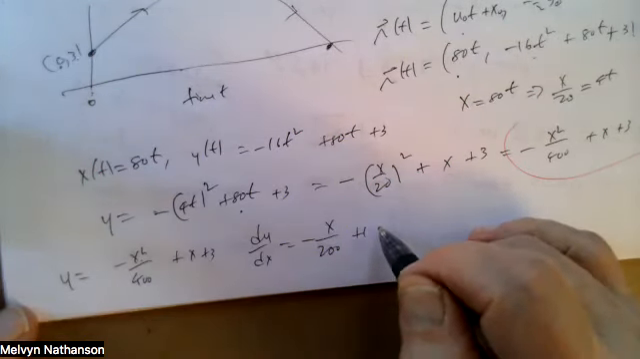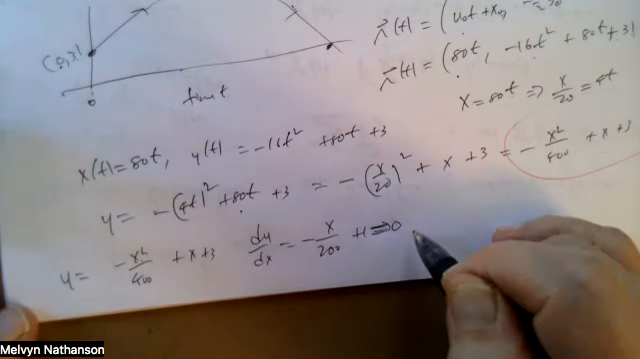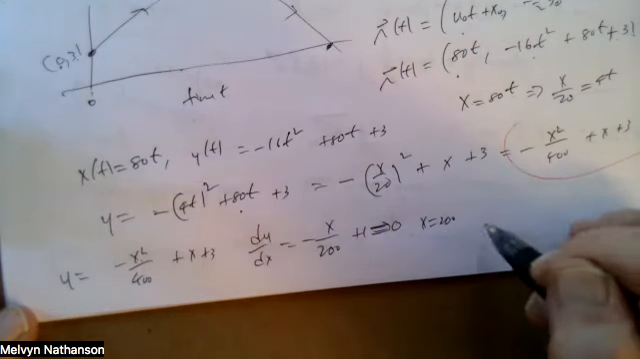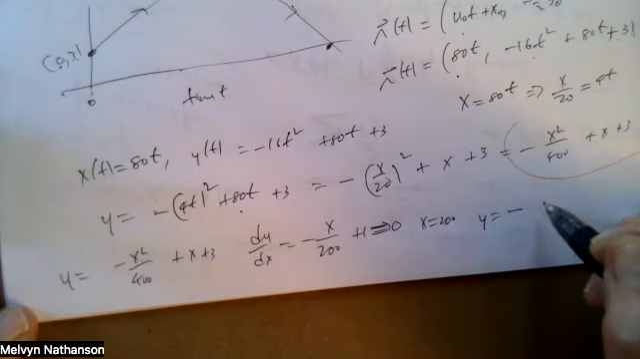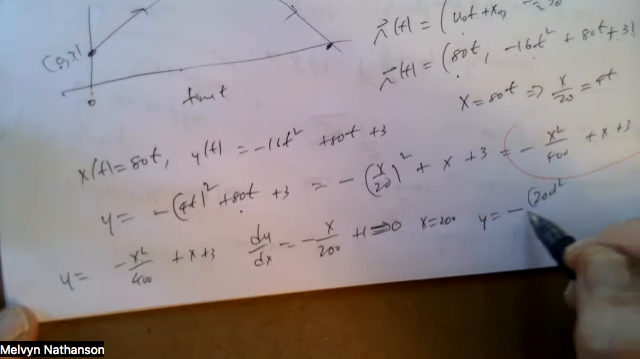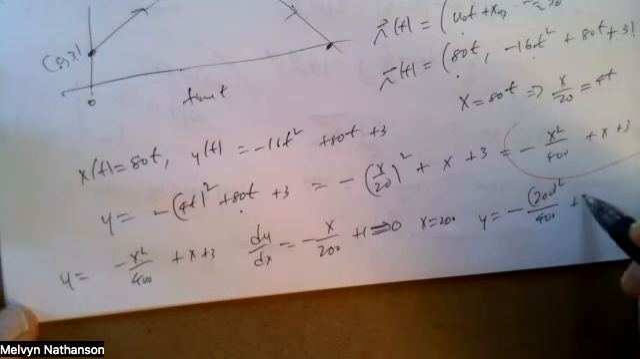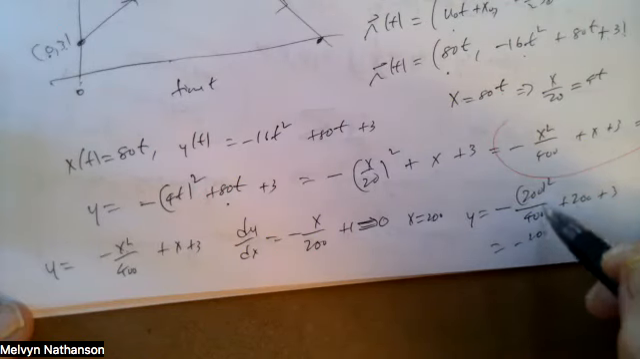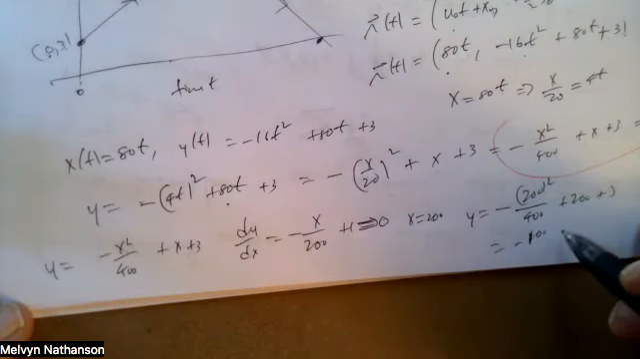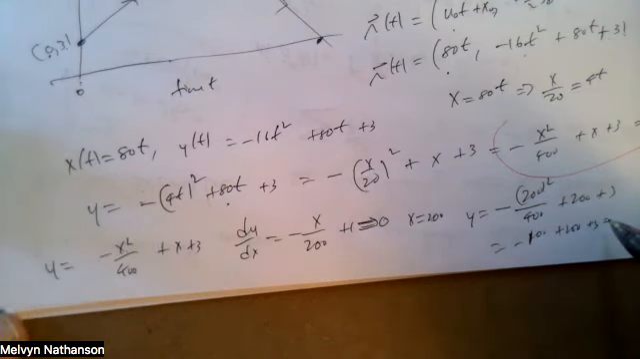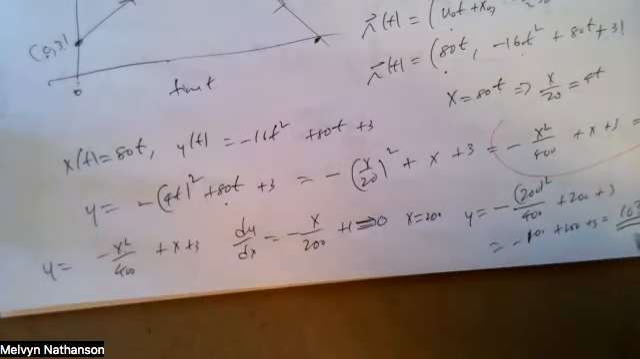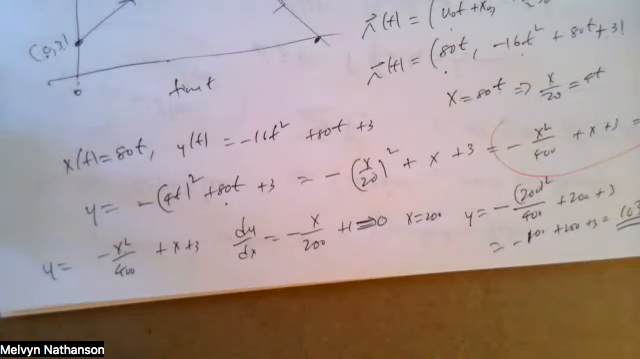And when is this at its maximum? This is equal to 0 when x equals 200. And when x equals 200, what is y? Y is minus 200 squared over 400 plus 200 plus 3. So this is minus 200 over 2, or minus 100 plus 200 plus 3. That's 103. So the maximum height the baseball reaches is 103.